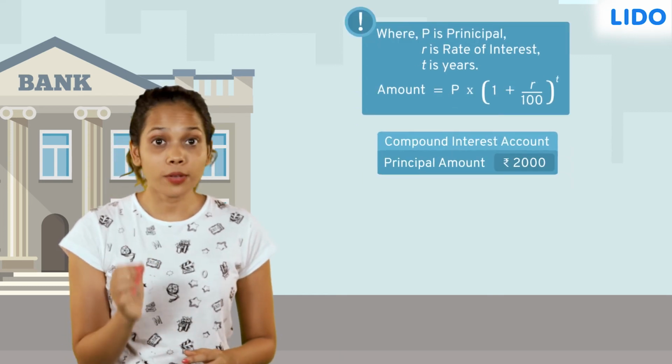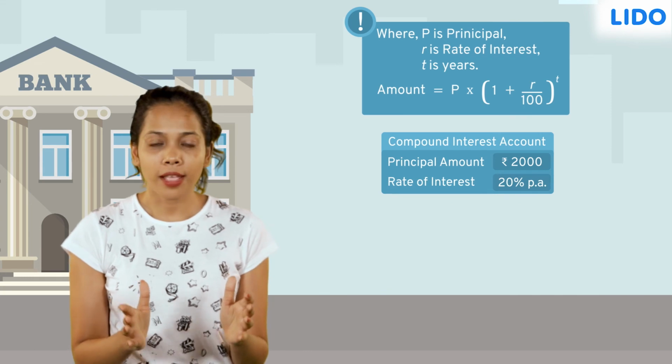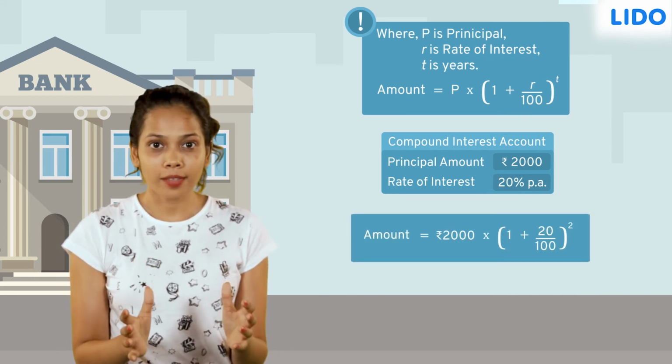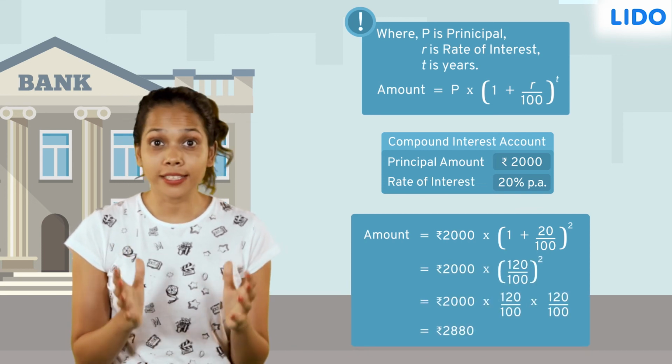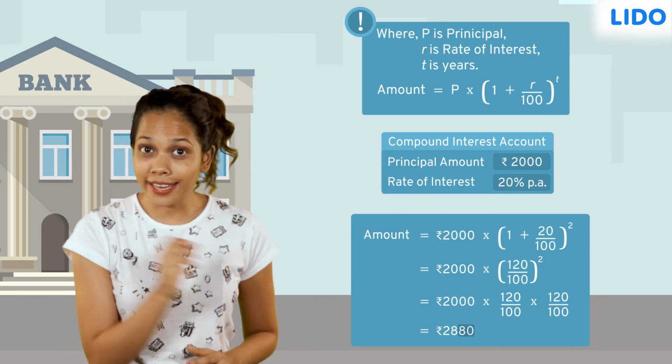We know Lakshmi deposited 2,000 rupees for 2 years at 20% per annum. The amount after compound interest should be given by this expression, and simplifying it gives us 2,880 rupees. There you go, the extra 80 rupees again.